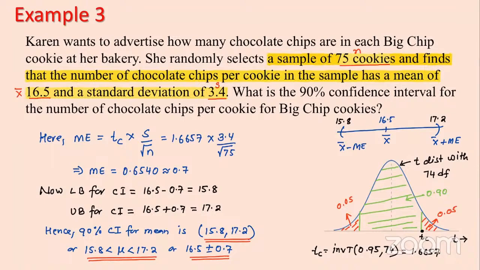You should know the meaning of this confidence interval. The meaning here is, with 90% confidence, we can say that the average number of chocolate chips per cookie is between 15.8 and 17.2. Make sense? So that is the meaning. When you pick a cookie at random, the probability that you get the chocolate chips between these two numbers is 0.9. And it can be less than or more than these two numbers, which is the remaining 10%. Okay, any question on this example?